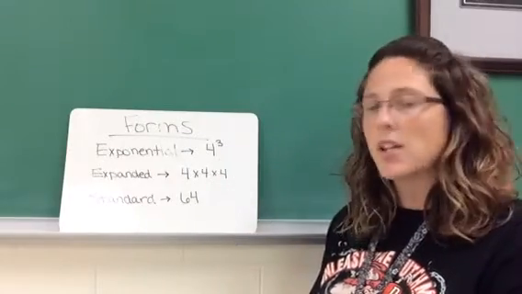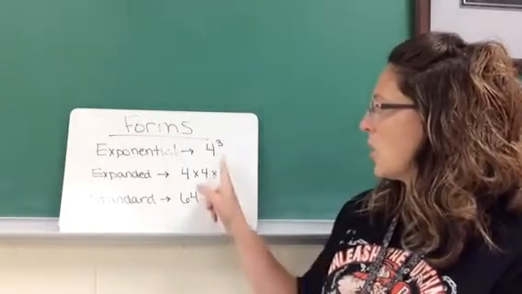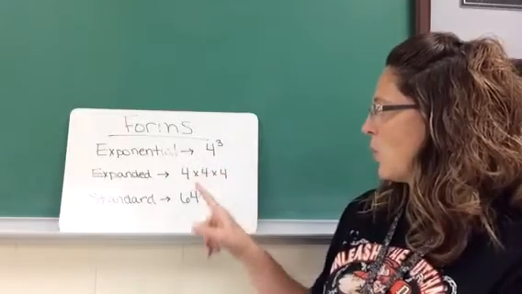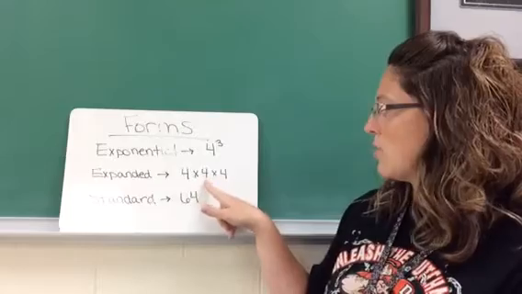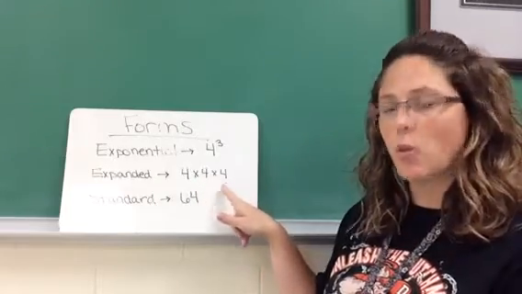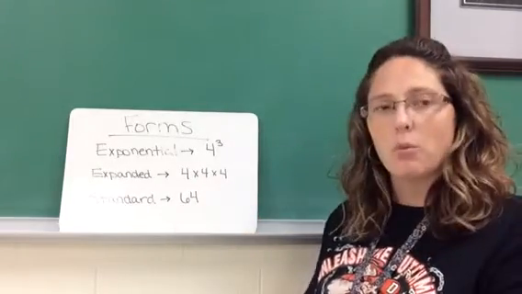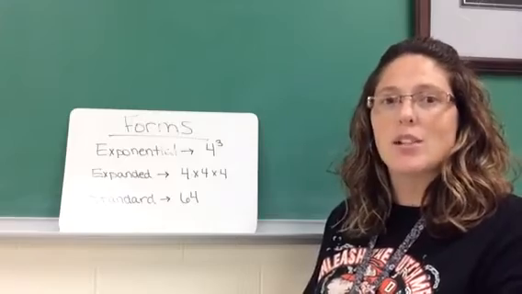The final form is standard form. This is where you take this exponent and you multiply it out. So you would do 4 times 4 is 16, times 4 is 64. The plain number is your standard form.